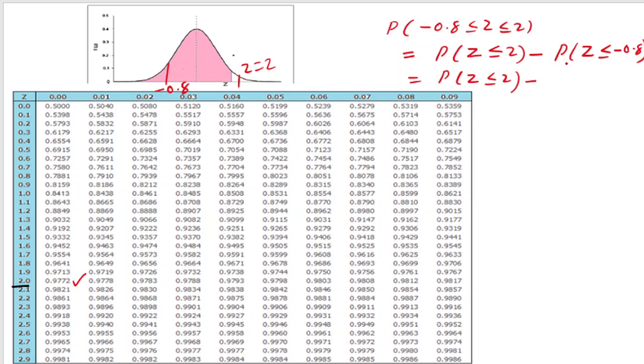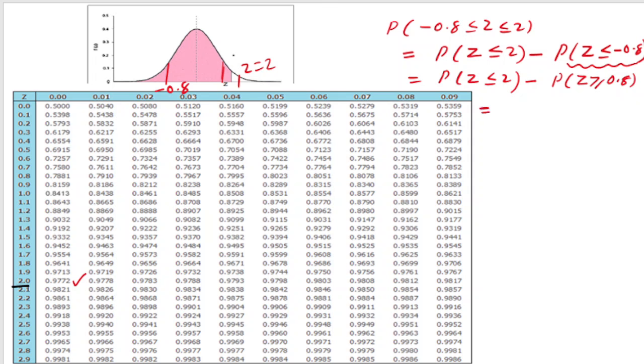So we have to calculate probability z less than or equal to minus 0.8. From the symmetry we can say that this is nothing but the probability for z greater than or equal to 0.8. I hope you agree. If you look at this curve, what is lying to the left of minus 0.8 will be the same thing to the right of 0.8, because everything is symmetrical.